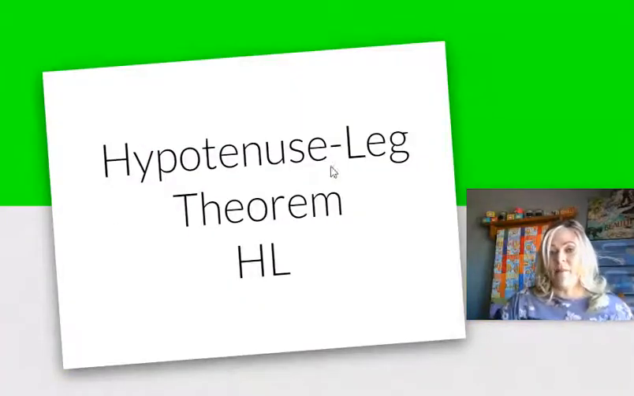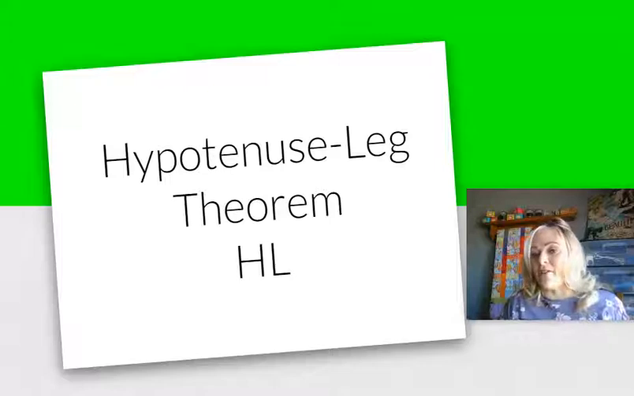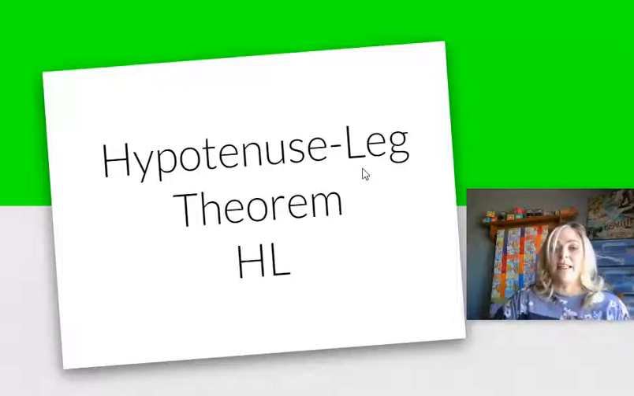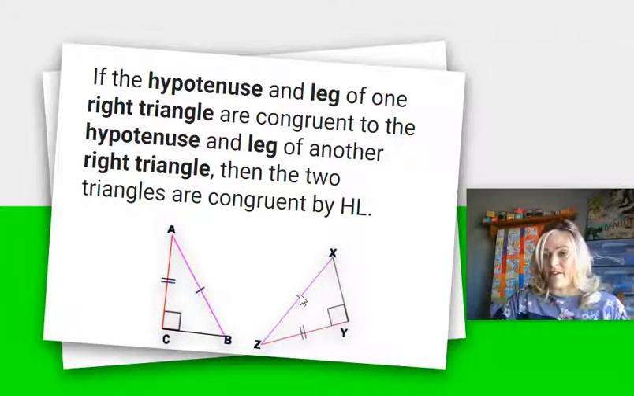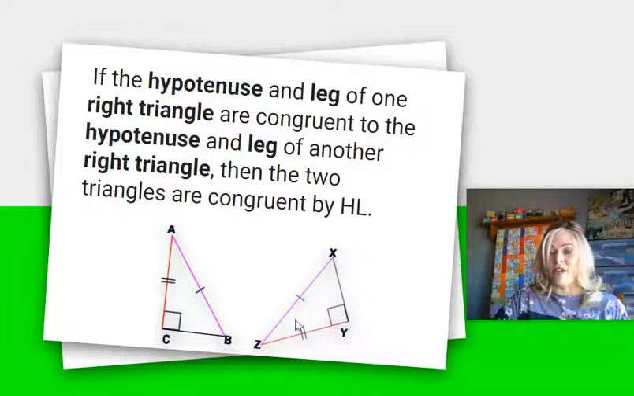Now this one, hypotenuse leg, works only with right triangles. Hence hypotenuse, those are only on right triangles. So the hypotenuse leg theorem says if you have a right triangle and the hypotenuse of one is congruent to the other, and the leg of one triangle is congruent to the other triangle, then this entire set of triangles are congruent. So it has to be a right triangle, and then it's hypotenuse leg, or HL.